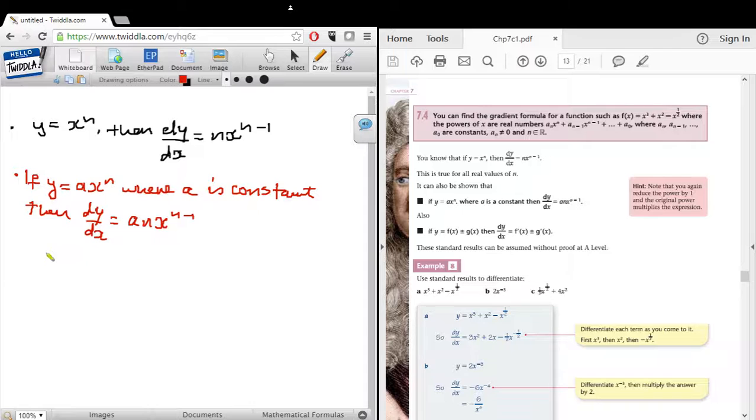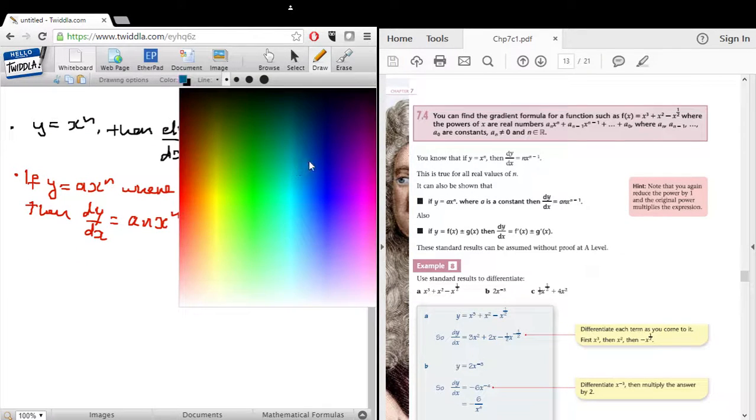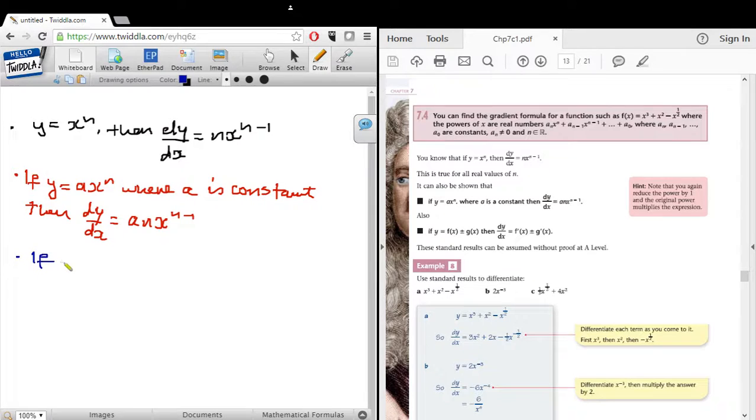And then finally, just to make mention of, if y equals f(x) plus or minus g(x), then the differential of y over dx equals f'(x) plus or minus g'(x). Okay, sorry, that should say that. So these are some very important formulas that you need to learn, you need to memorize, not the proofs, but how to carry them out.